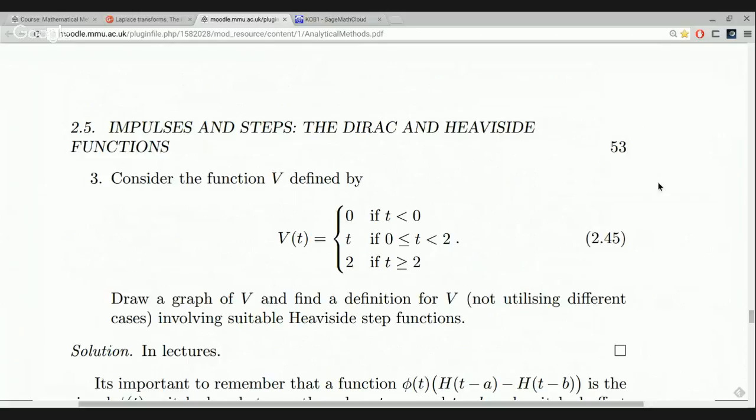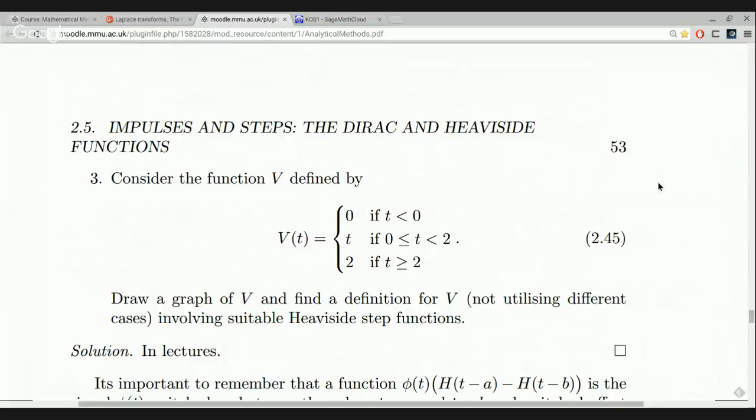So then V of t, I can express as V2 plus V3. This is going to be t times (H of t minus 1 minus H of t minus 2) plus 2 times H of t minus 2. So I can get this now. If I want to tidy this up, I can express it as t times H of t minus 1 plus (2 minus t) times H of t minus 2. So that's the kind of expression for V that this little exercise was asking for.